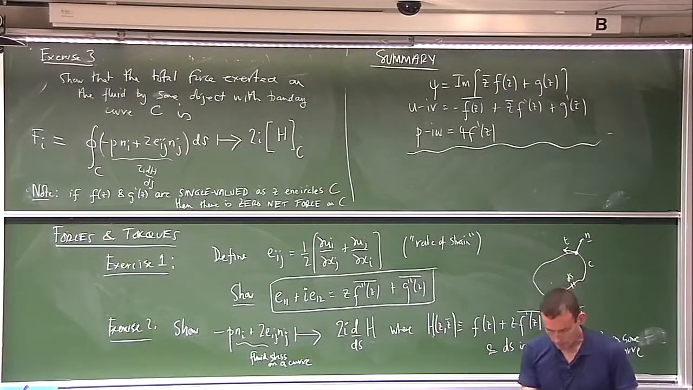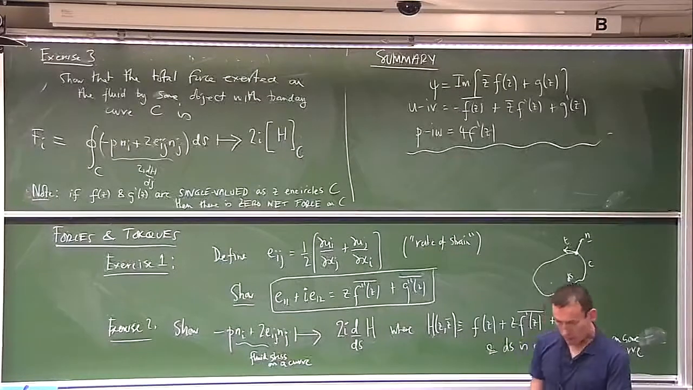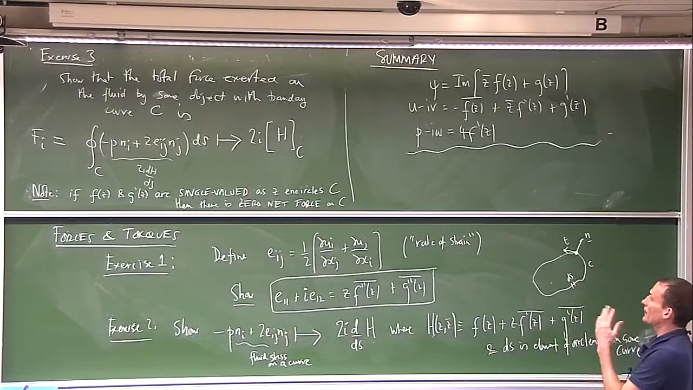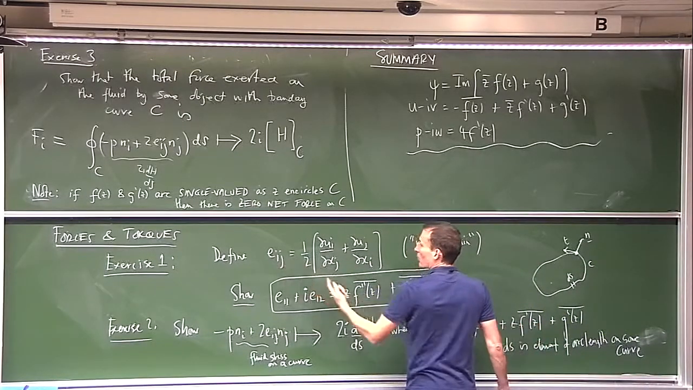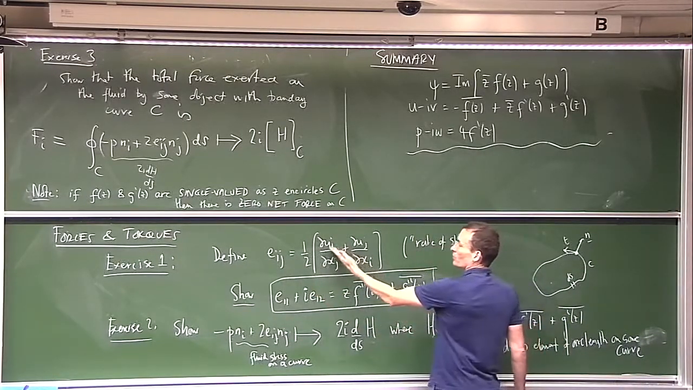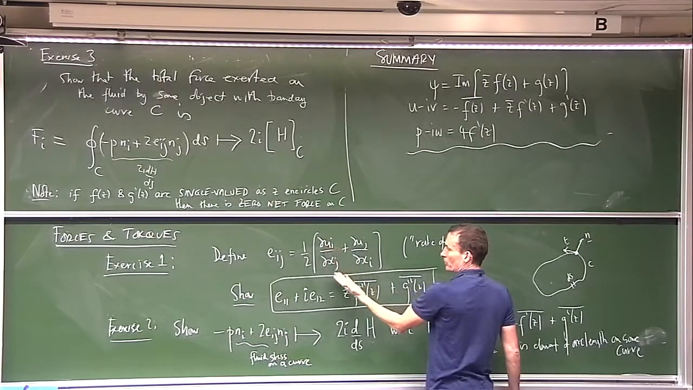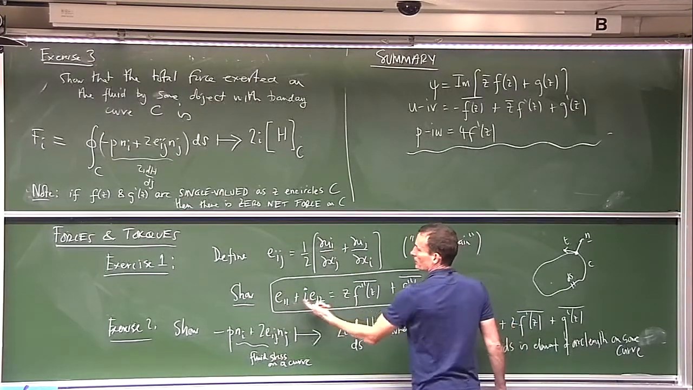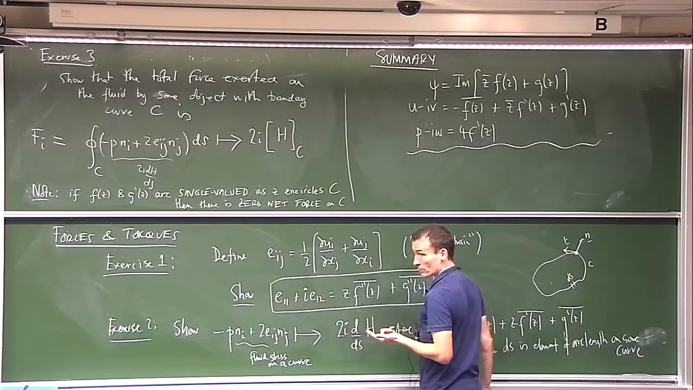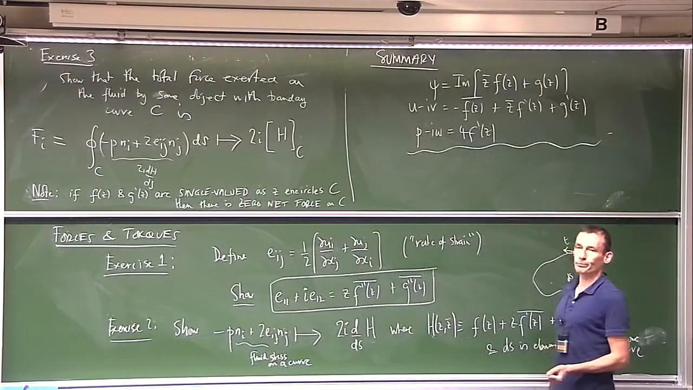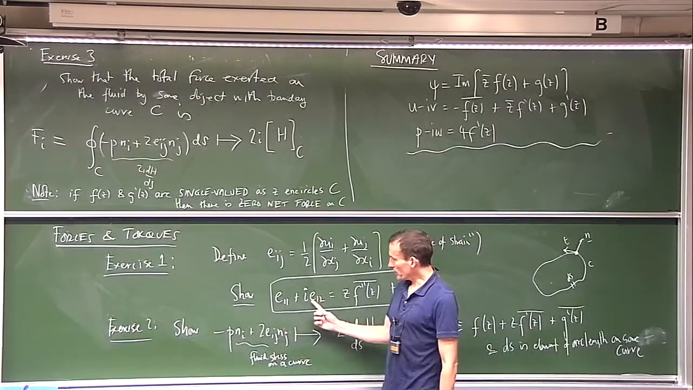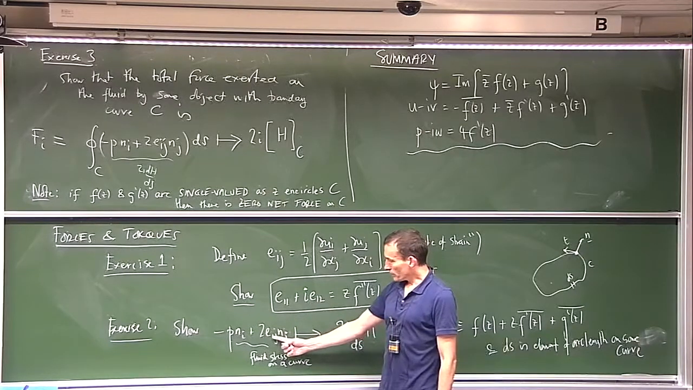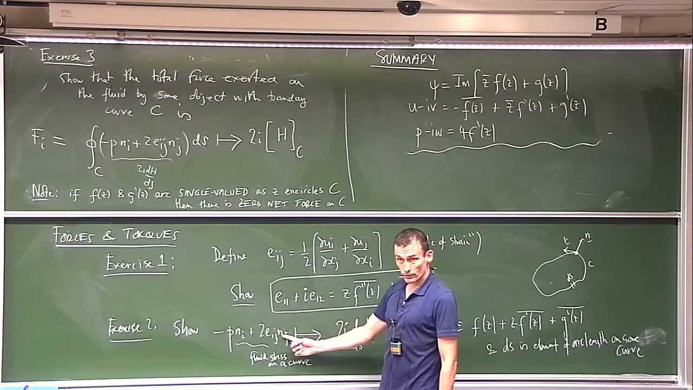Okay, let's continue. So we got a lot to do. Let me just review these exercises. This is the definition of the rate of strain tensor. What I want you to do is use what we already know what U is in terms of F and G. So you should be able to show that this particular combination of the rate of strain components is this in terms of F and G. You can then also show, now that you know what this is, you know the complex form of the normal on a curve.